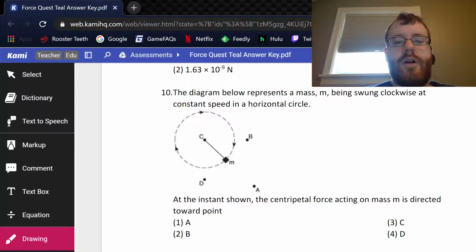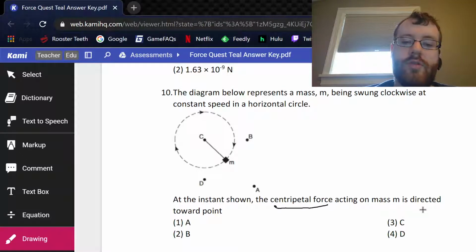All right, so the next one is asking which direction it is pointing. We're looking for the centripetal. Centripetal, again, means center pointing, so it's going to be pointing towards C.